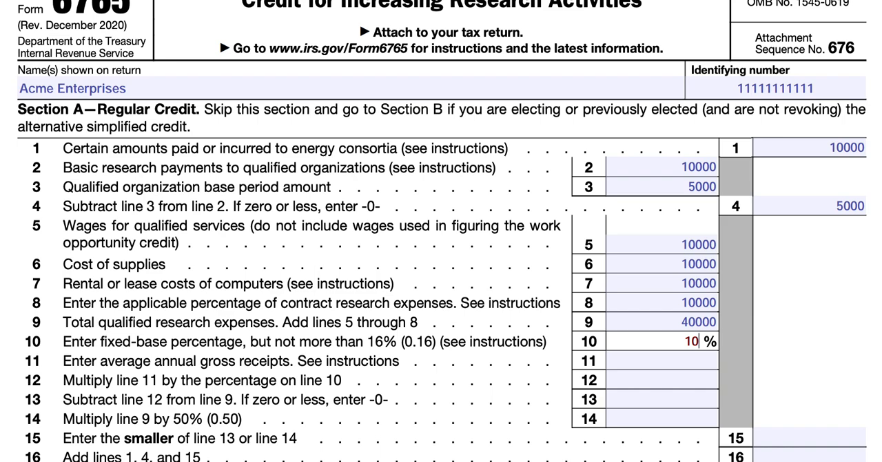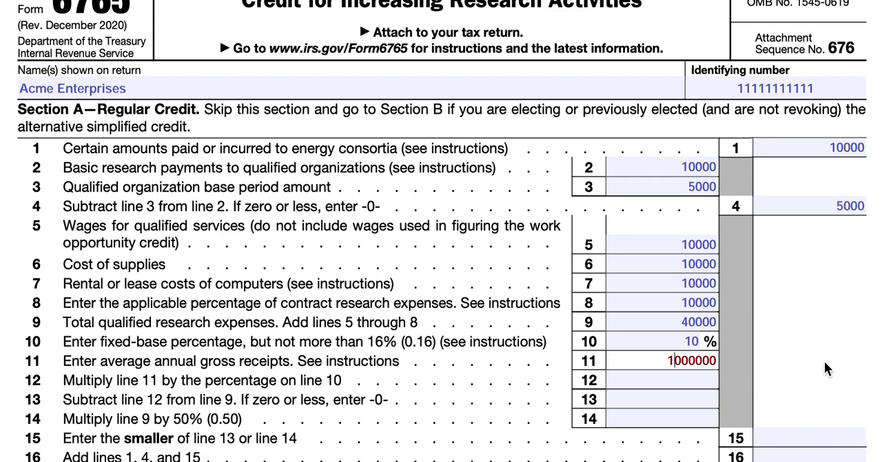In line 11, we're going to enter the average annual gross receipts for the 4 tax years before this current tax year. You might be required to annualize them for any short tax years, and if there's anything particular about your tax year, then you need to refer to the form instructions. But let's just say that this comes out to a nice $1 million in average annual receipts.